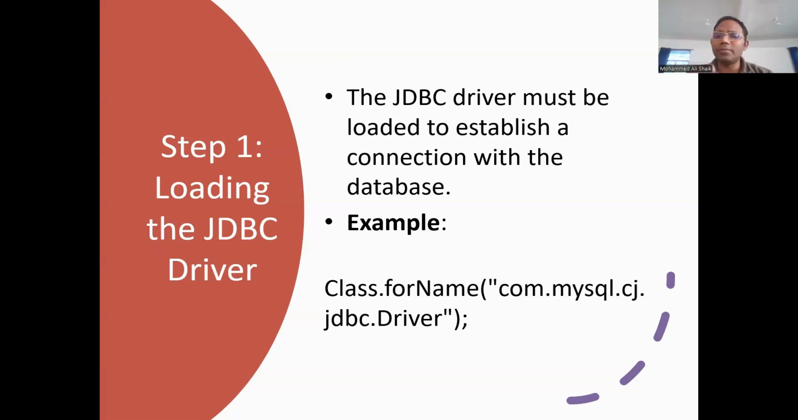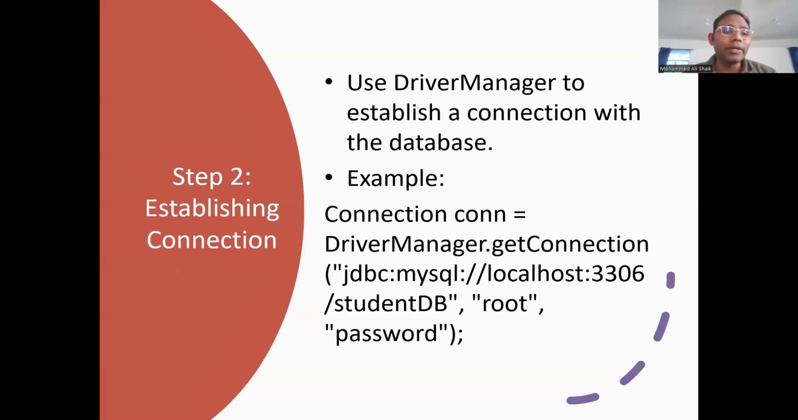So who loads this program onto RAM or memory is the operating system. How does it load? It uses Class.forName, and whatever file or driver we want to load will be loaded onto memory. So Class.forName not only loads the program, it also loads the JDBC driver. Now let us move to the next step, establishing a connection.